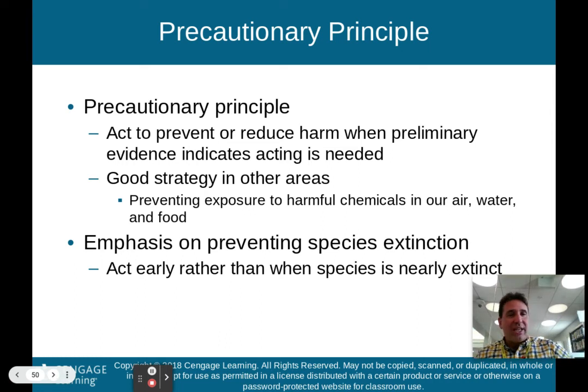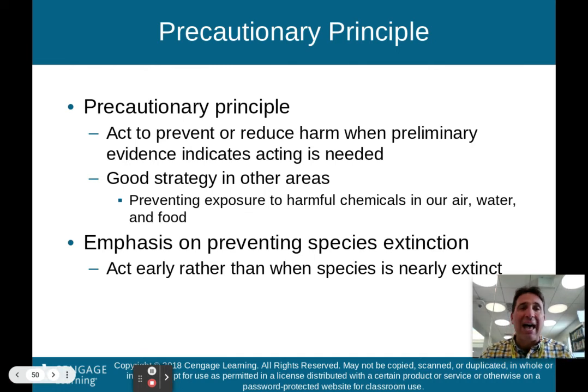And as always, it's the precautionary principle. Okay, so we're going to finish up talking about this. What is the precautionary principle? We spoke about it a little bit, I believe, in a previous chapter. Again, when it comes to sustaining biodiversity, we want to follow this principle. It acts to prevent or reduce harm when preliminary evidence indicates acting is needed. Good strategy in other areas. It prevents exposure to harmful chemicals in our air, water, and food. Emphasis on preventing species extinction. Act early rather than when species are nearly extinct.